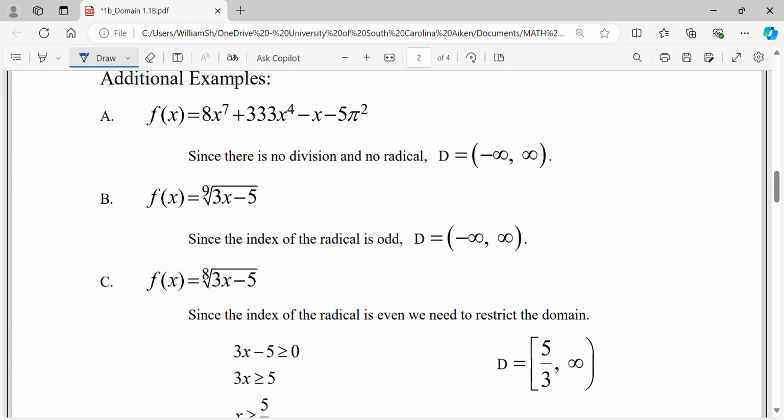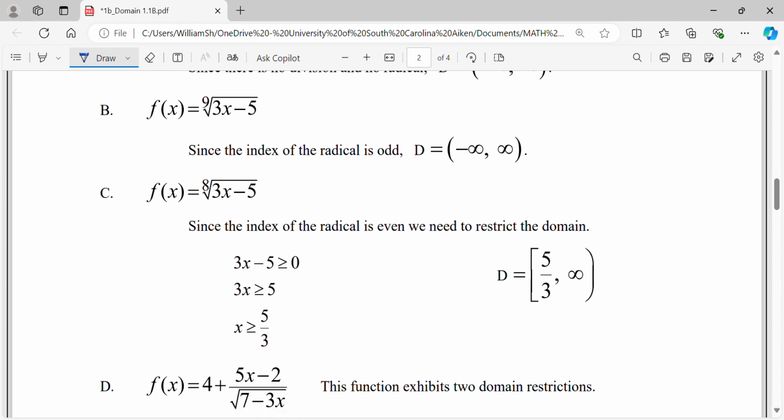Let's look at B. f of x equals the 9th root of 3x minus 5. I don't have a division by 0. I have a radicand, but the radical is odd. It's a 9, which is an odd number, so I don't have to worry about it. I also don't have a word problem here, so it's all real numbers. Negative infinity to infinity is what our domain is.